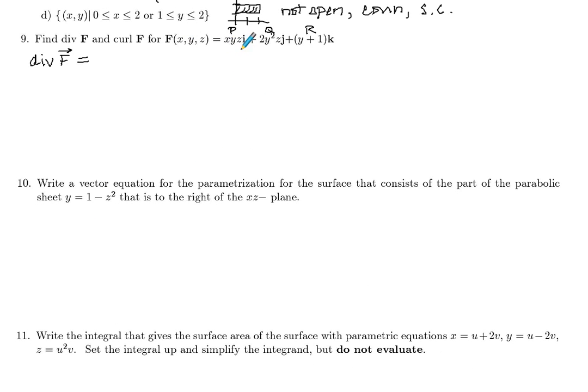Okay, so we need the x derivative of P here. So x is our variable, y and z are constants. So we're going to do the derivative with respect to x of xyz, and then the y derivative of 2y squared z, and then the z derivative of y plus 1.